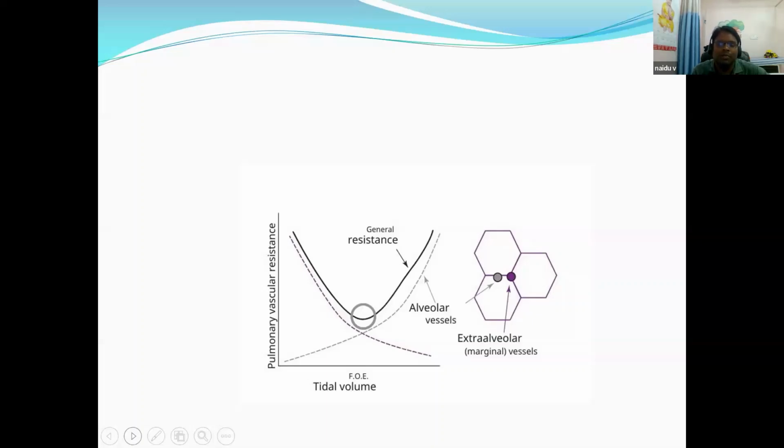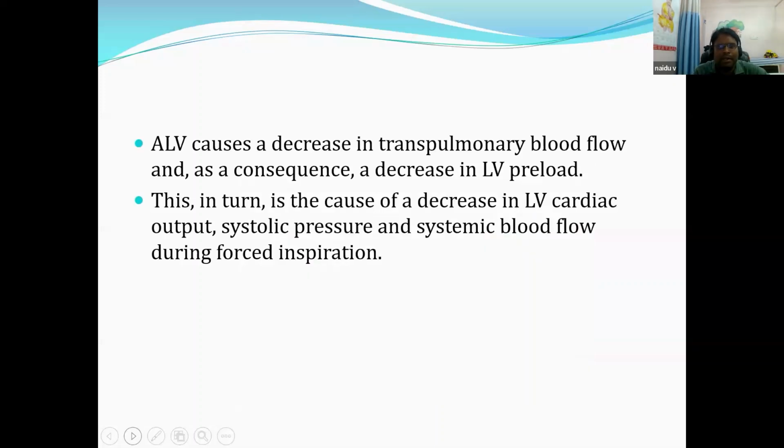With small tidal volume, alveolar collapse will occur, and this leads to extra-alveolar vessel collapse. It can lead to raised vascular resistance. With increased tidal volume also, alveolar vessels will collapse, leading to increased pulmonary vascular resistance. During mechanical ventilation, an increase in transpulmonary pressure can lead to decreased preload, which in turn leads to decreased cardiac output, decreased systolic pressure, and decreased systemic blood flow during inspiration.